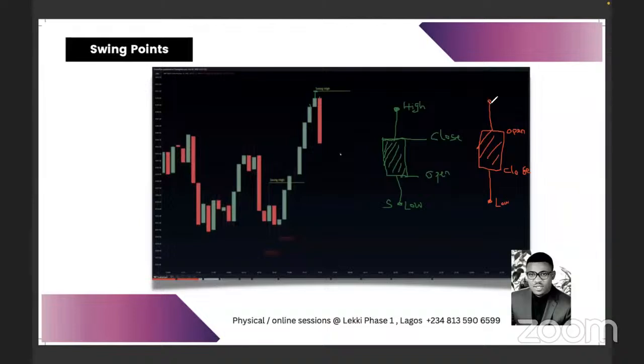This is still the high. It doesn't change. So when I'm talking about swing high, please, I'm not referring to this part. When I'm talking about candle open or close, I'm not referring to this part or this part or this body. No, I'm referring to the body of the candle.